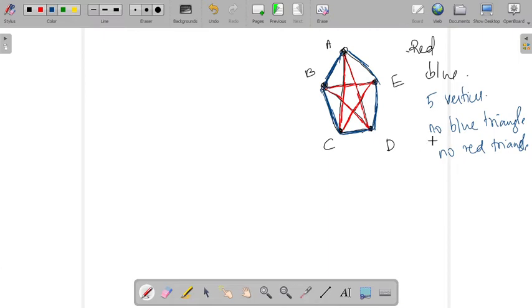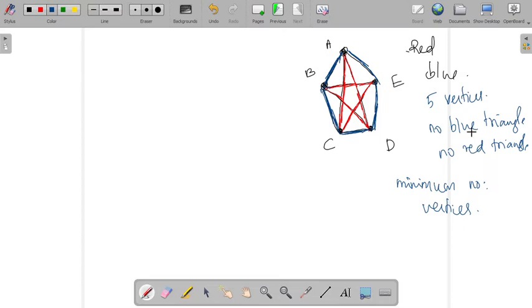So we are interested in finding the minimum number of vertices that must be taken such that it ensures that in any arbitrary coloring you will have a blue triangle or a red triangle.